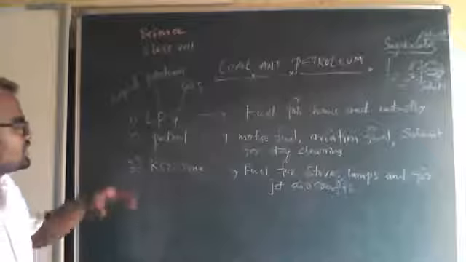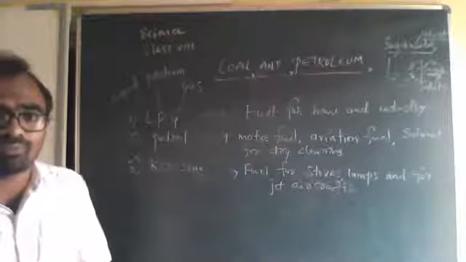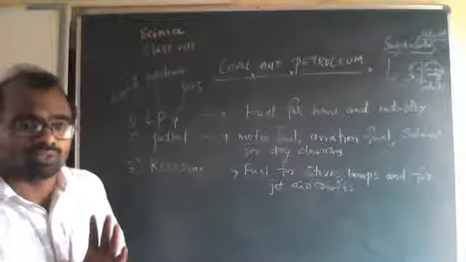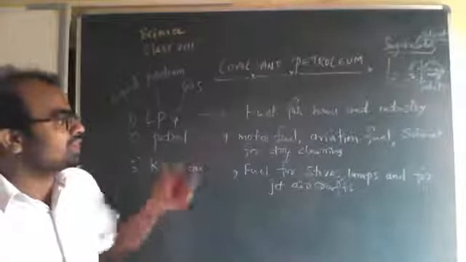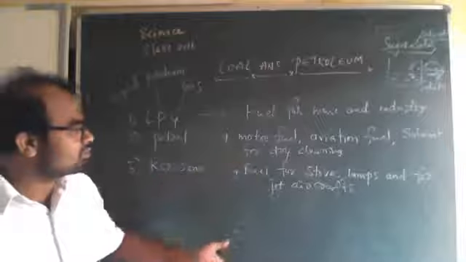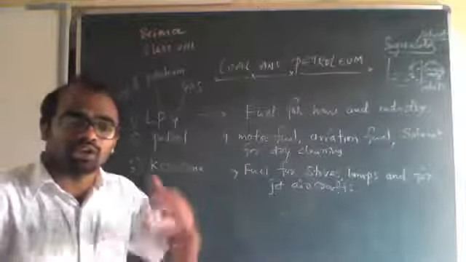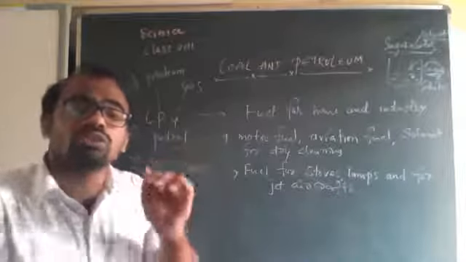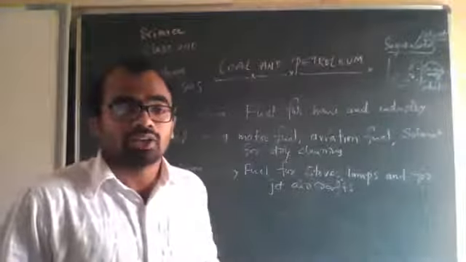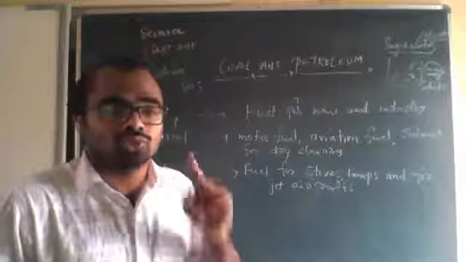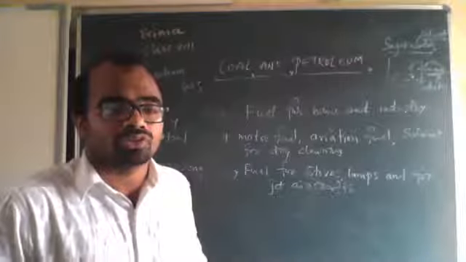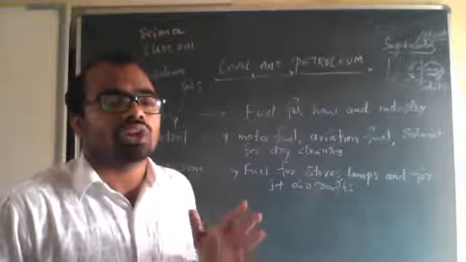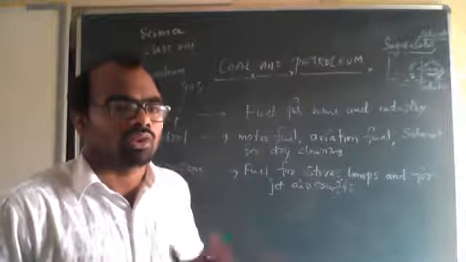So it is used as a fuel for stoves. Where is it used? It is used as fuel for stoves, in lamps, and for jet aircrafts. Aeroplanes are jet aircrafts. Jet aeroplane ಒಳಗೂ ಕೂಡ kerosene ಅನ್ನು ಬಳಸ್ತಾರೆ. Aircraft, which is the fuel used in aircrafts, kerosene, you have to remember. Jet aircrafts are using kerosene as a fuel. You have to understand this.